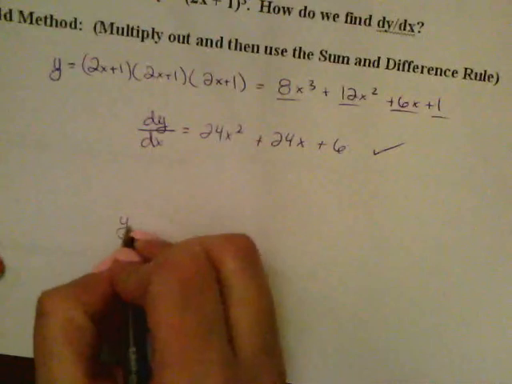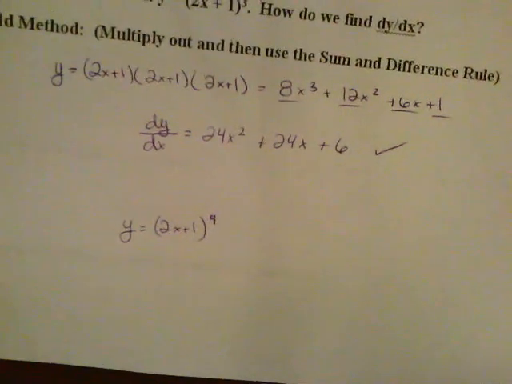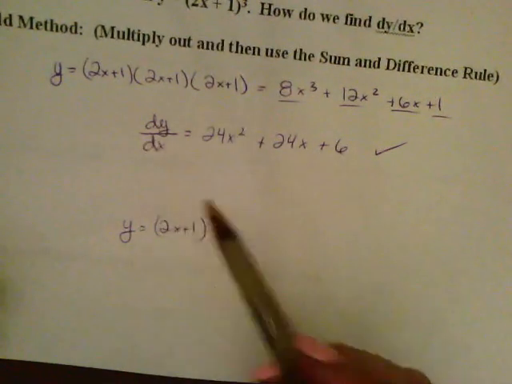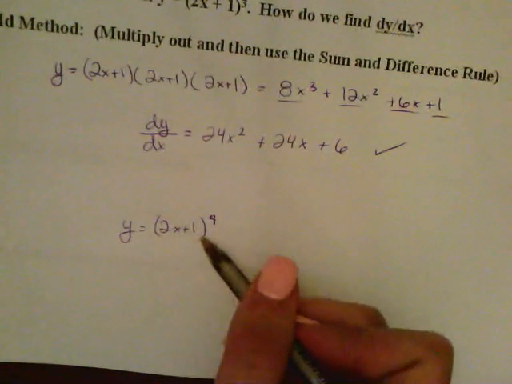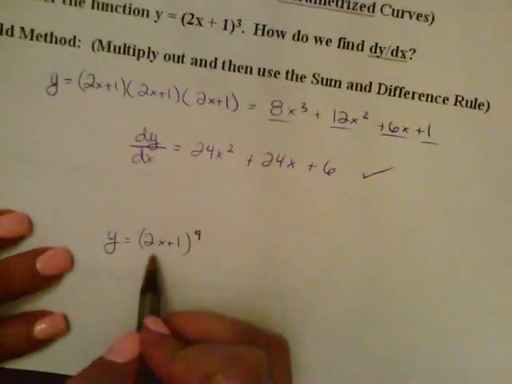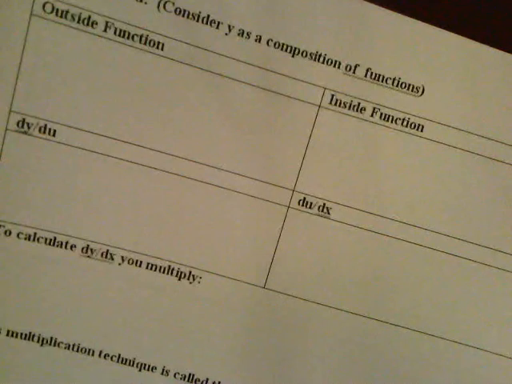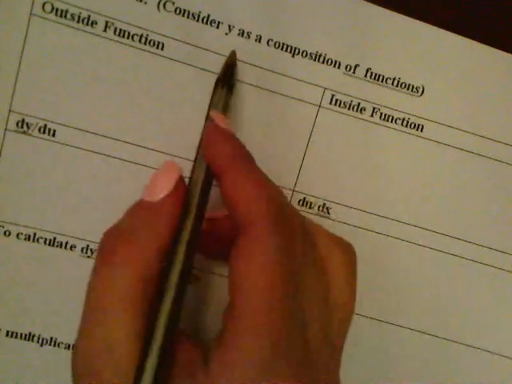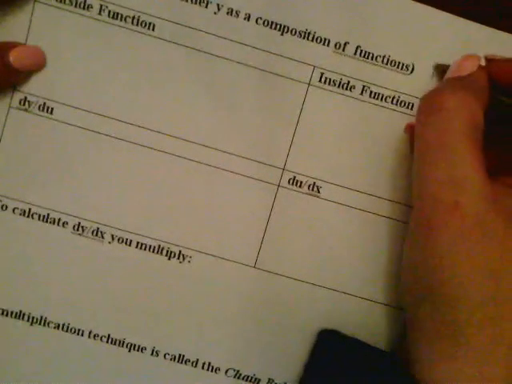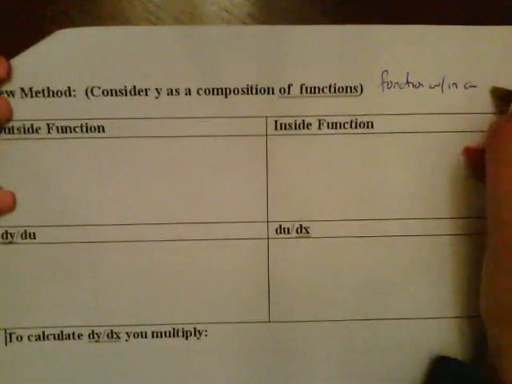Now, this method would normally work just fine. But what if you had something like y equals (2x plus 1) to the 9th, and it asks you to derive it? It's going to take a lot of time to FOIL out or multiply out 2x plus 1 nine times. So that's why we have this thing called the chain rule. It's when we have a function inside another function. Here is our new method. We're going to consider y as a composition function. That means a function within a function.